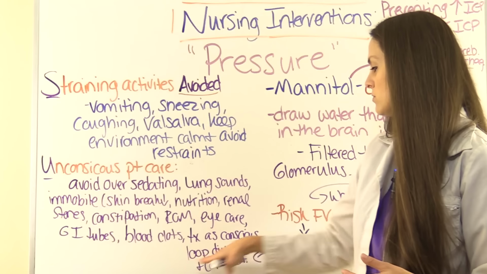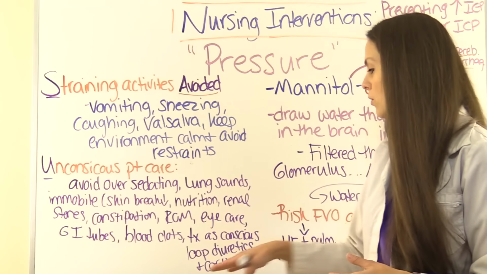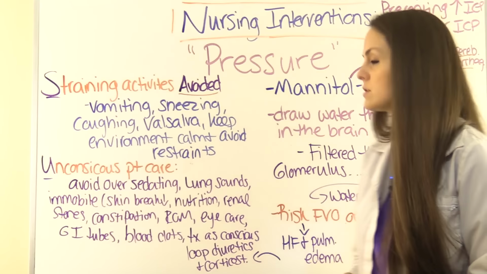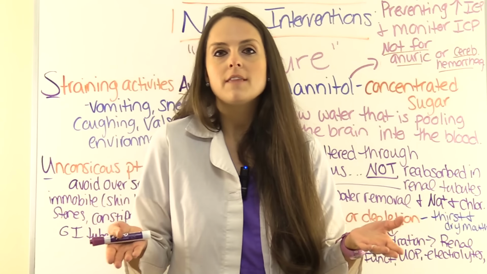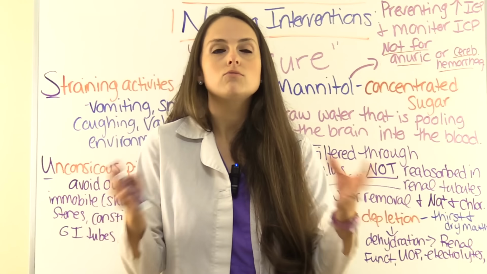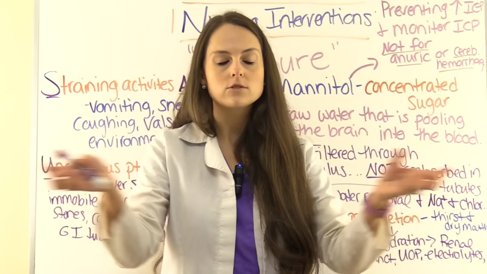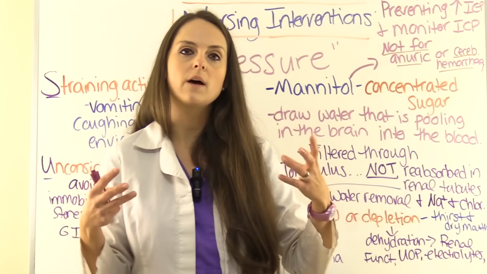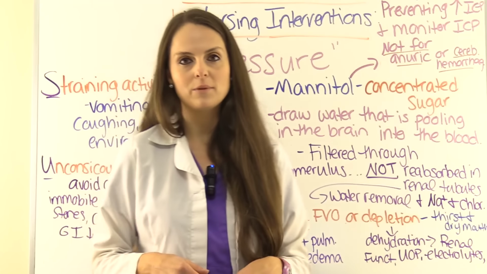Some other drugs used are loop diuretics or corticosteroids. And corticosteroids help because a lot of times proteins start leaking from where we have a breakdown of the brain barrier, and we've learned that protein plays a huge role with oncotic pressure, and water likes to draw to protein, which will increase swelling, and corticosteroids can help with that.